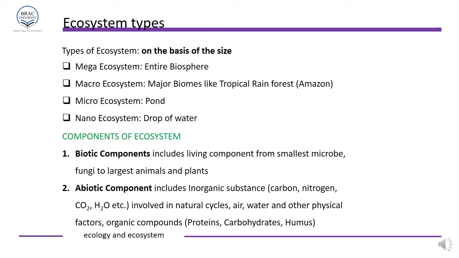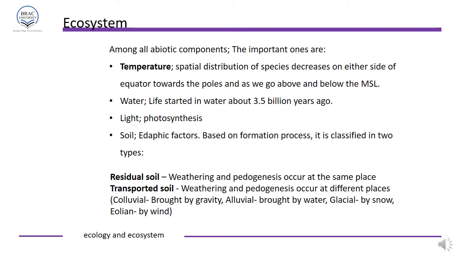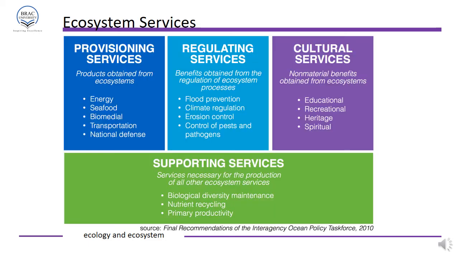So the components are biotic and abiotic, like other definitions. One of the important things to understand about ecosystems is some abiotic factors, for example temperature, water, light, and soil. These four abiotic factors are such important elements for the ecosystem to run, to create life, to maintain the interaction, to have these interdependencies among themselves. These four abiotic components are important.